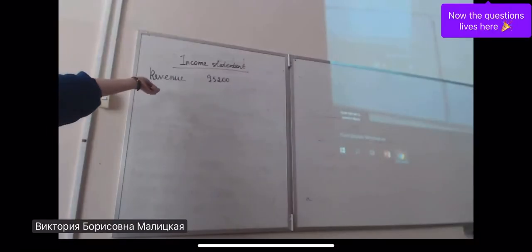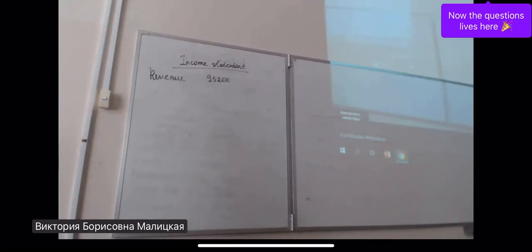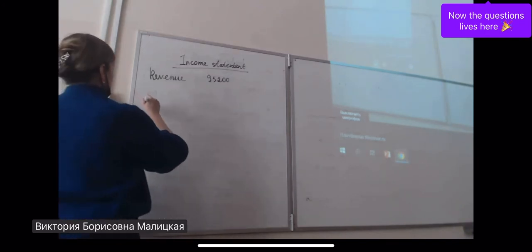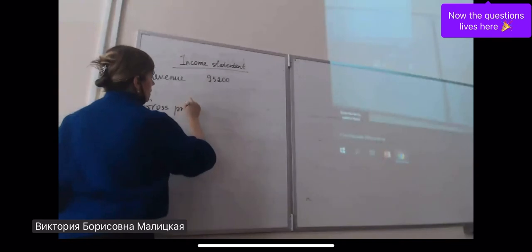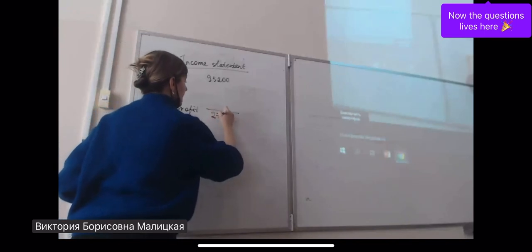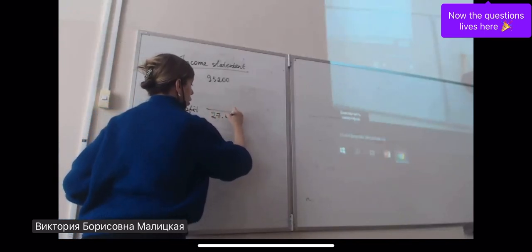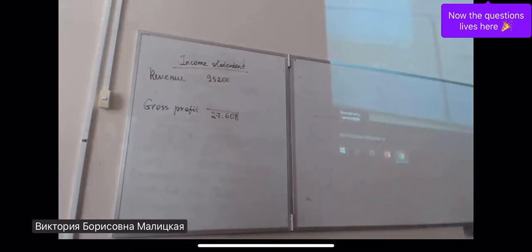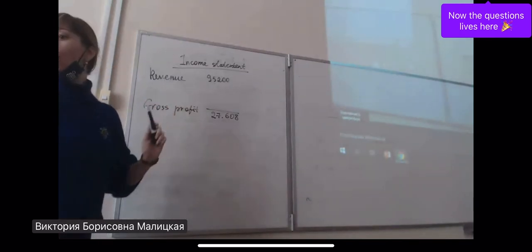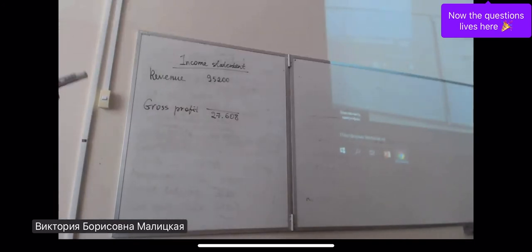What is the next line usually in the income statement? Cost of sales or cost of goods sold. Do we know it? No, but we know the third line, which is what? Gross profit. Yes, молодцы. We know that our gross profit is 27,608. Is that clear? We know the first line and the third line, and gross profit is the difference between revenue and cost of goods sold. So we can calculate COGS easily, right?